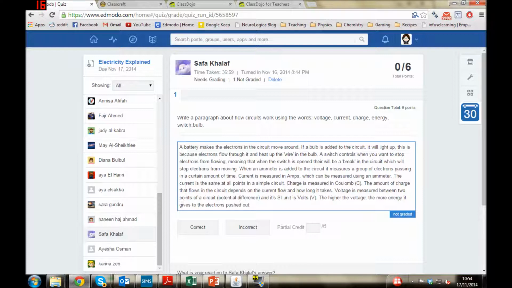A switch controls when you want to stop electrons from flowing, meaning when the switch is opened, there will be a break in the circuit which will stop electrons from moving. This is why I always used to get mad at Judy last year when she's like, "Sir, can we open the lights?" Because opening a circuit breaks the circuit, which turns the lights off.